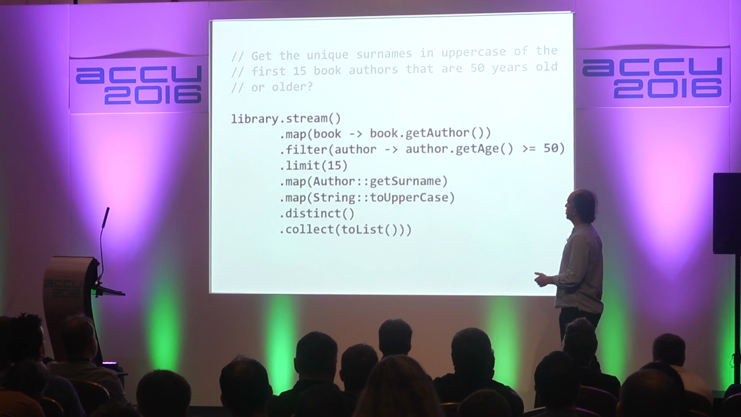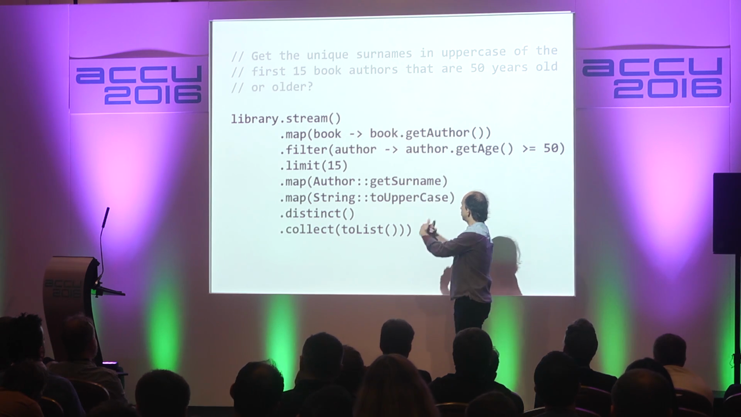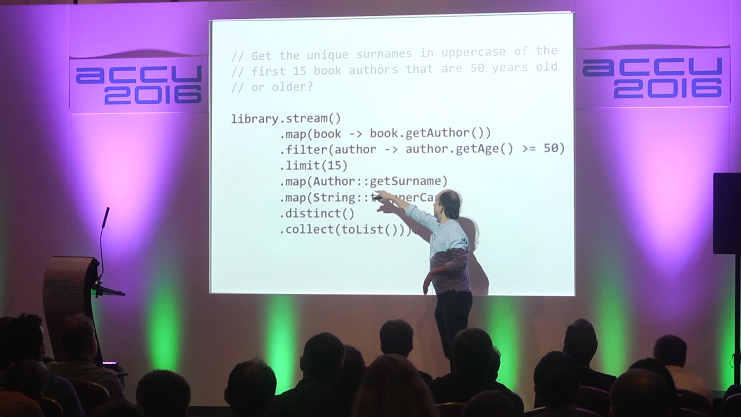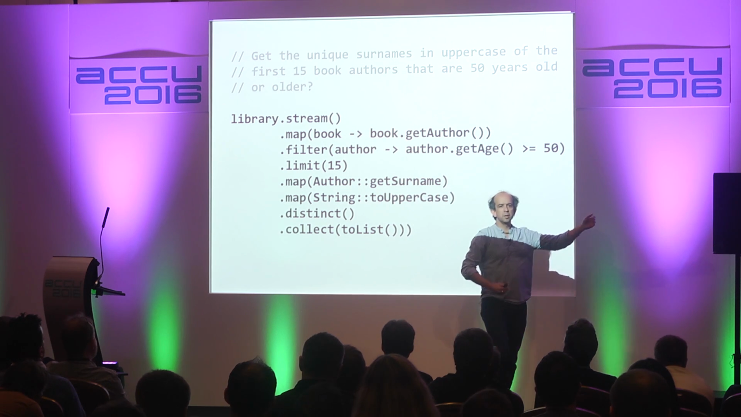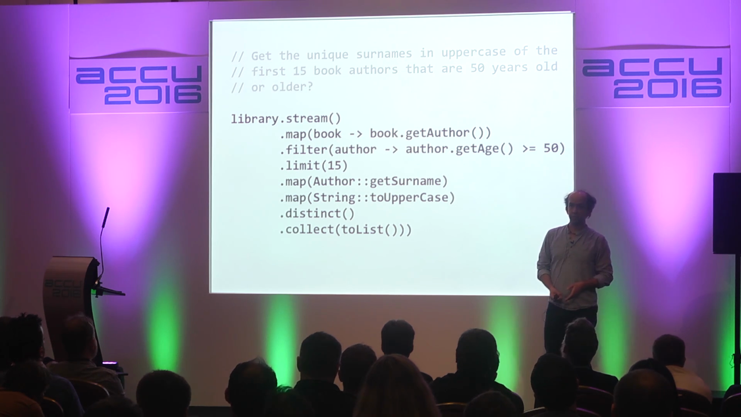And then what we're going to do is simply say, well, I'm not actually interested in the authors. I'm interested in their surnames. So please, with all of those authors, take each author, and this is effectively a method reference, so get the surname. Okay? And then for those, shift it to uppercase. Then I want the unique ones, and then I want to convert it to a list. So I've actually got something there.